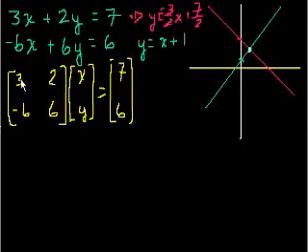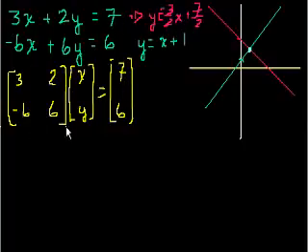So this is essentially saying... You get your row information from the first matrix, column information from the second matrix. And this is, of course, the product matrix. So this is saying 3 times x plus 2 times y is equal to 7. Well, that's exactly what we wrote up here: 3 times x plus 2 times y is equal to 7.